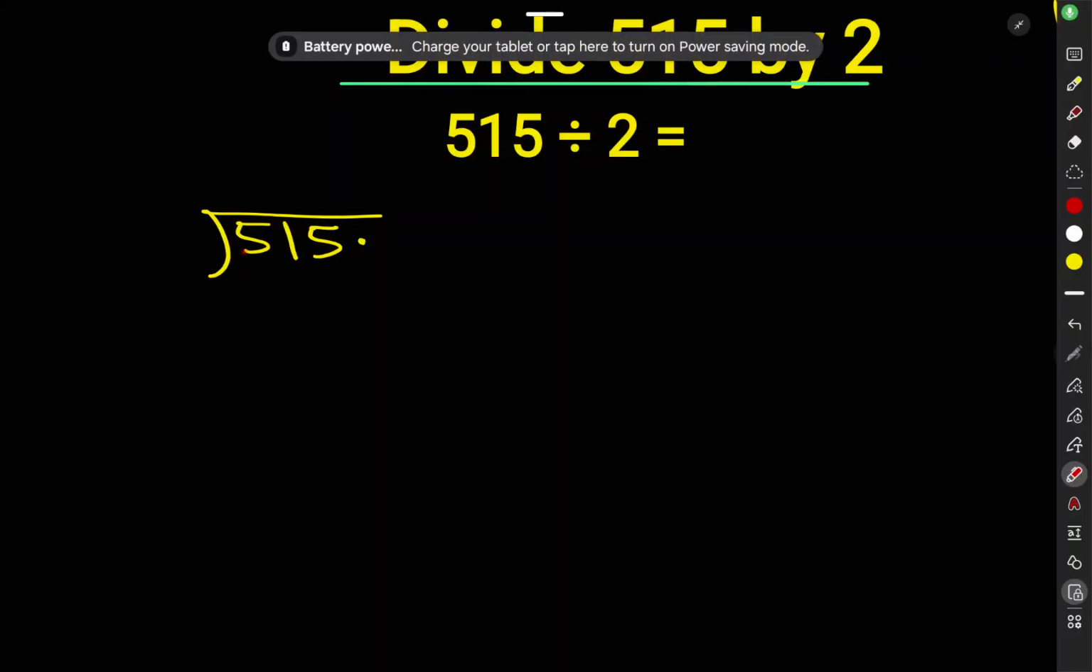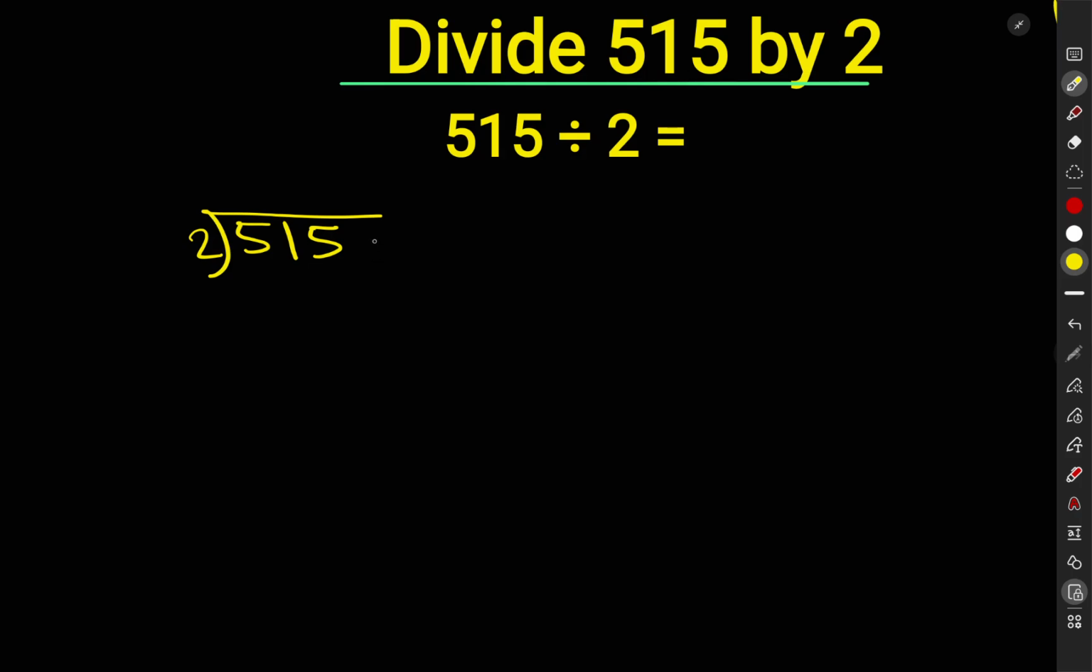We divide 515 by 2 in long division method. 2 times 2 is 4. On subtracting we get 1. So we put down this 1 and it is 11.